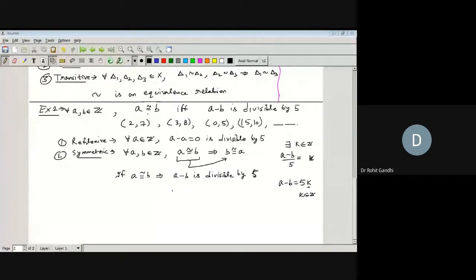So what will happen is that a minus b can be written as a multiple of 5, which I have written here. There exists some integer k such that a minus b is equal to 5 into k, right? Now, how can you write b minus a? If I multiply both sides by minus 1, I will get this.